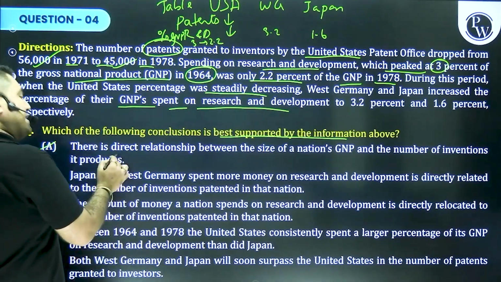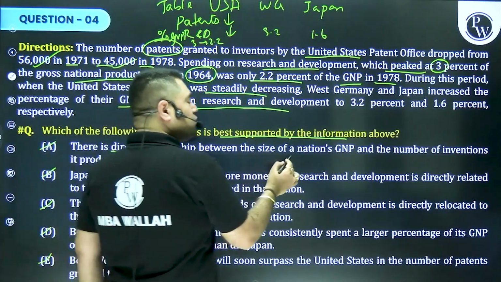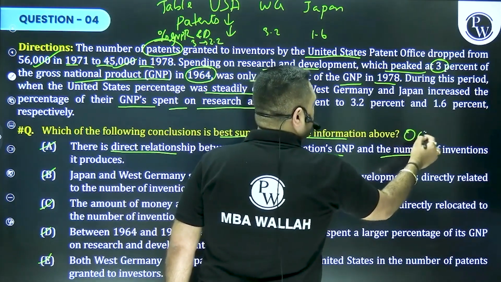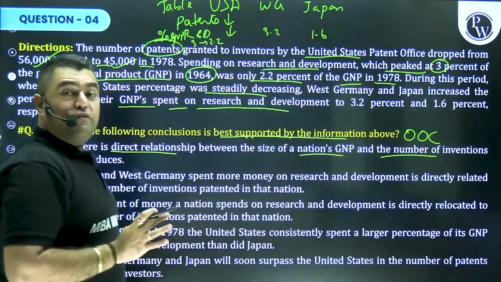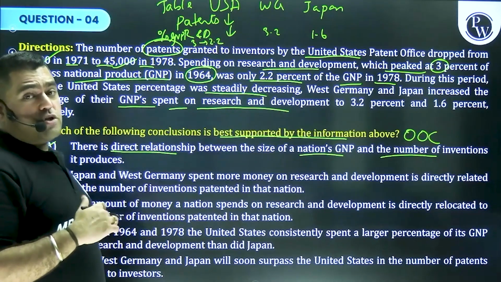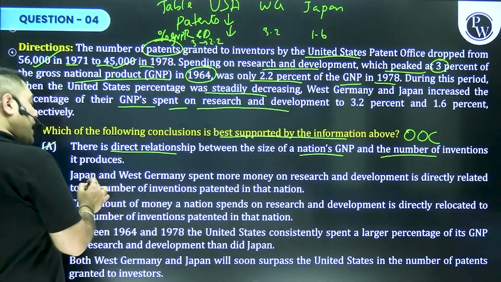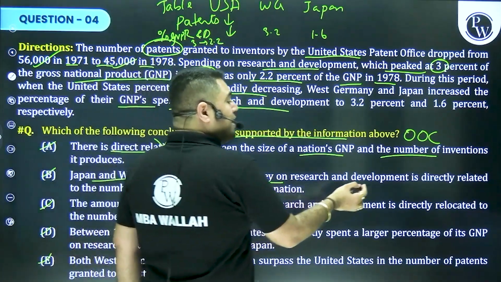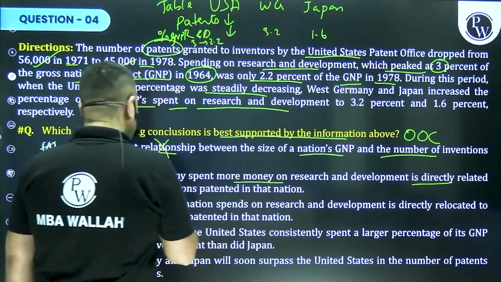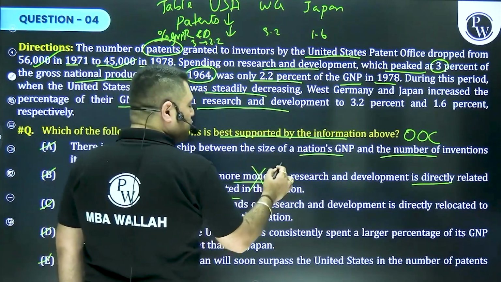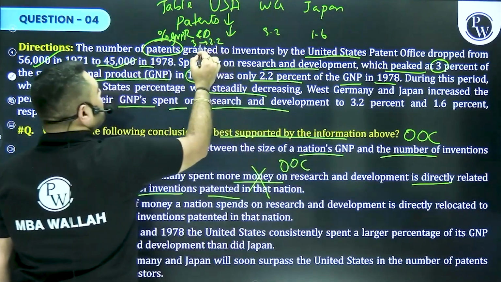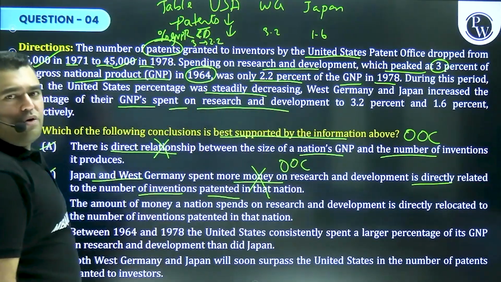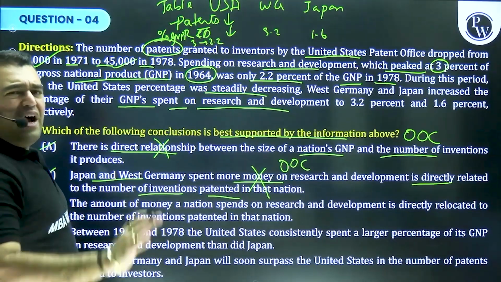Now, what can definitely be concluded from this? A: There is a direct relationship between the size of the nation's GNP and the number of inventions. Definitely out of context. We don't know. We don't know whether they're directly proportional, inversely proportional, correlated, uncorrelated. B: Japan and West Germany spent more money on R&D, which is directly related to the number of inventions. Beta, again out of context. We don't know whether patents and R&D and GNP are related or not. So out of context. Don't establish relationships like this.